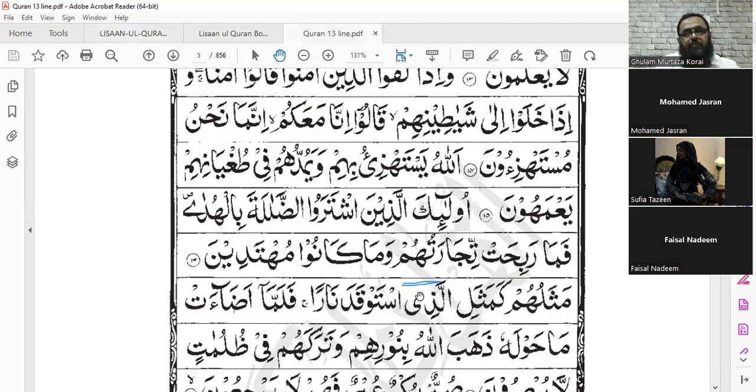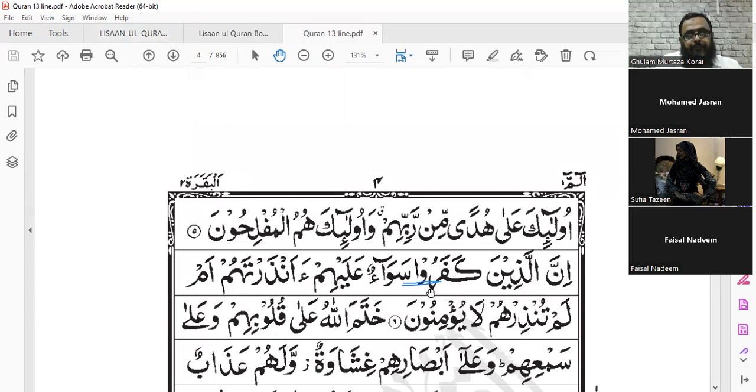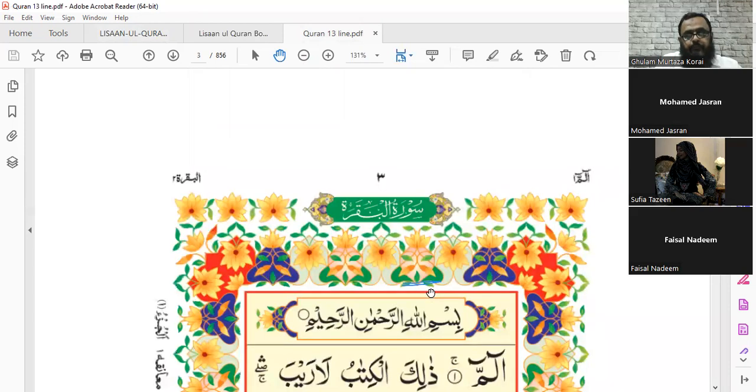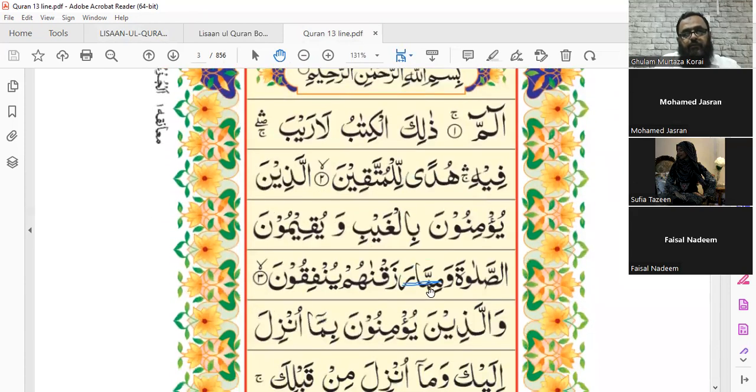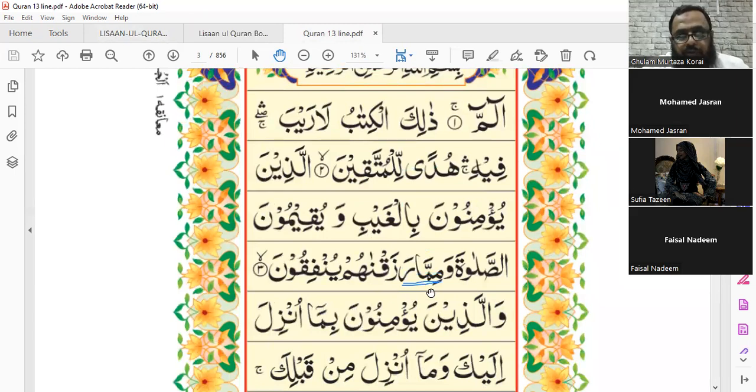If I give you an example from the Quran, the first example is over there. A'udhu billahi minash shaitanir rajim. Alladhina yu'minuna bil ghaib. Alladhina is what? A relative pronoun, that is ismul mawsul. Okay? Ismul mawsul. Alladhina, alladhani, allati. Different types, and we'll discuss in detail.